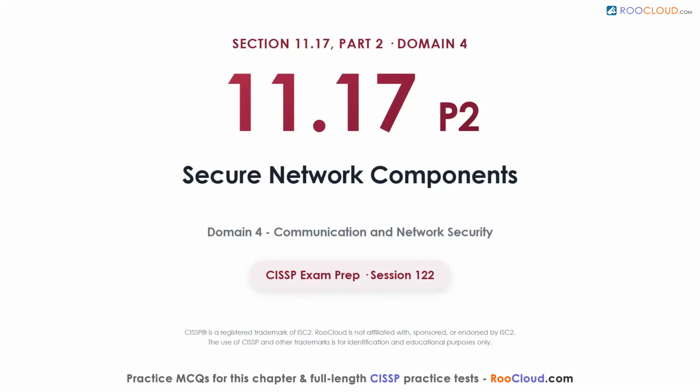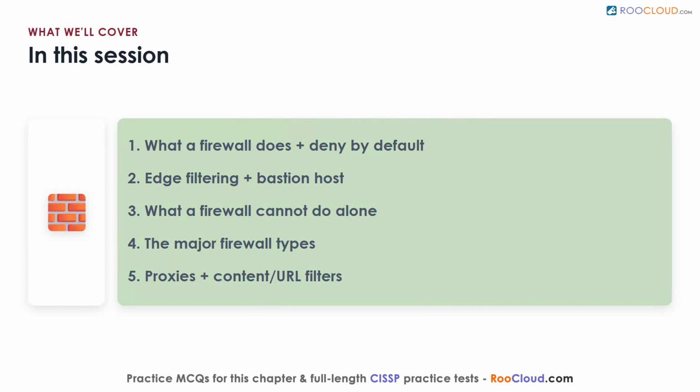Welcome to section 11.17, part 2. This is the 120-second session of the CISSP exam prep series. This part focuses on the workhorses of network filtering, firewalls and proxies. In this session, we'll master how firewalls and proxies filter traffic.